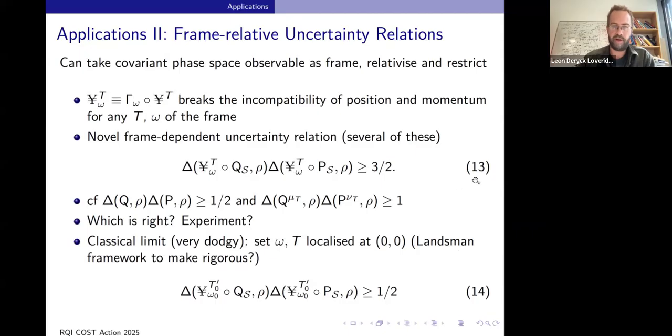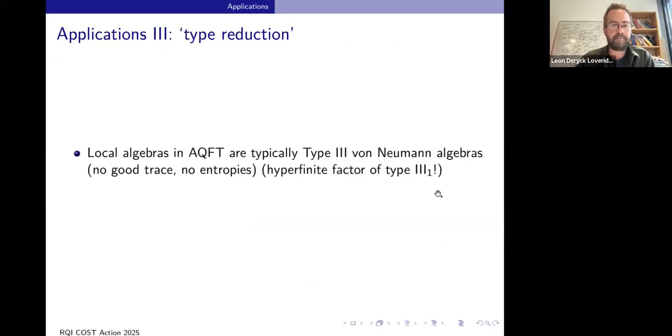But the question is, which one's right? Is it 13 or is it 14? And I think that would allow us to say something fundamental about whether the world is actually quantum or not. Because if it's 14, then it says, well, we really have classical reference frames. So that's some recent work.